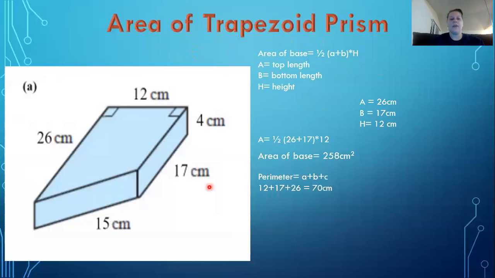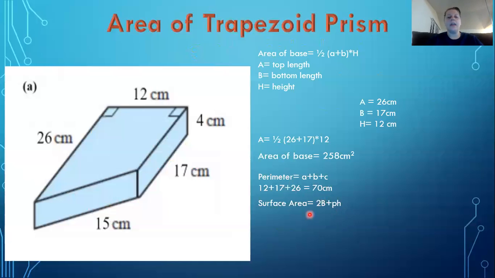Now, to get the perimeter, we again just add all the sides together. 26 plus 12 plus 17, and it comes out to 70 centimeters. You know what, guys? I did my math wrong. When we add the perimeter, you're wanting to add this 15 centimeters as well. So it's going to be 70 for these three sides, plus the extra 15 centimeters that I forgot on my slide. I apologize about that. So it's going to be 70 plus 15, and we are going to have 85.